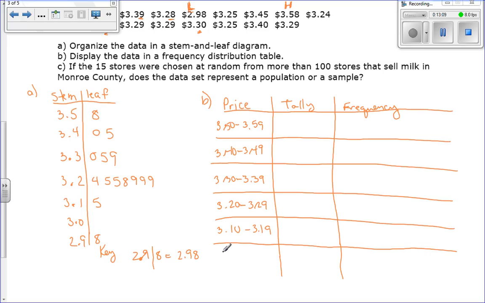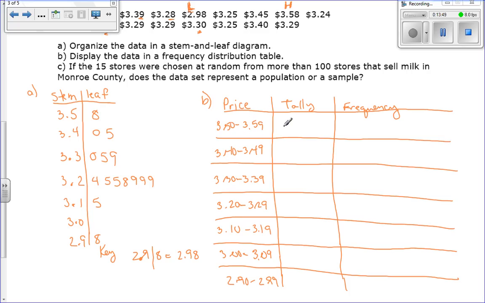And $3 to 309. And the very last one we'll have is 290 to 299. When I list out my prices, my ranges, my intervals here underneath the price column, my intervals have to be even. So whatever I make the length or the width of the first interval, all of them have to match.